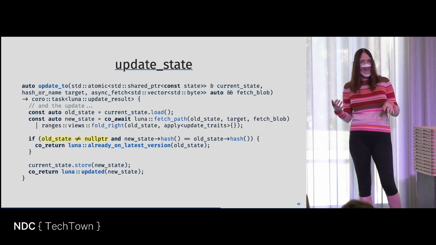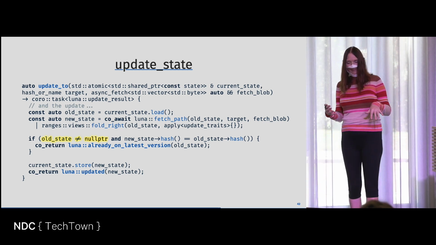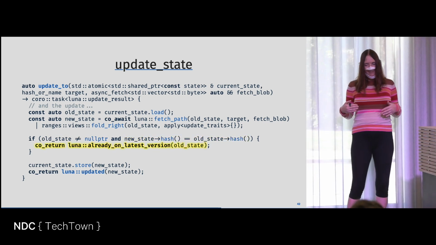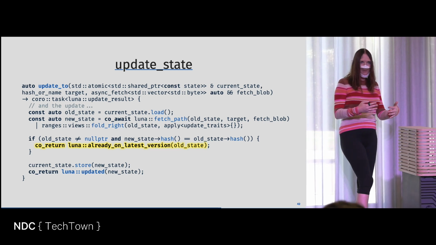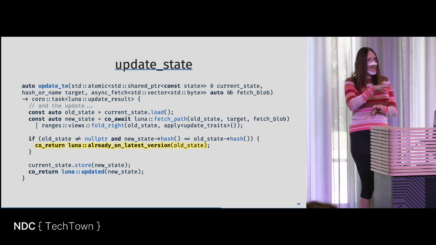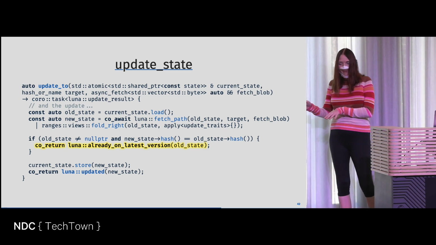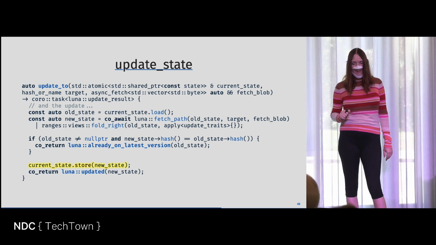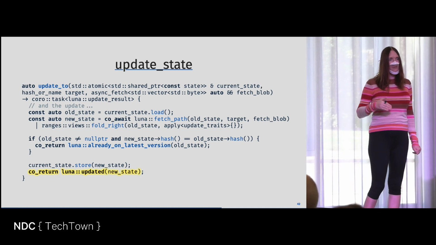Then, if the old state is not a null pointer, so we can check, and the new state is actually the same as the old state, we just tell the user that we are already on the latest version. Actually, nothing happened. Maybe I got an empty path. But actually, I didn't create any copy because everything is just a shared pointer. So it's fine. Otherwise, I will atomically store the new state and propagate. I actually updated you to the latest version, and you can react to that.